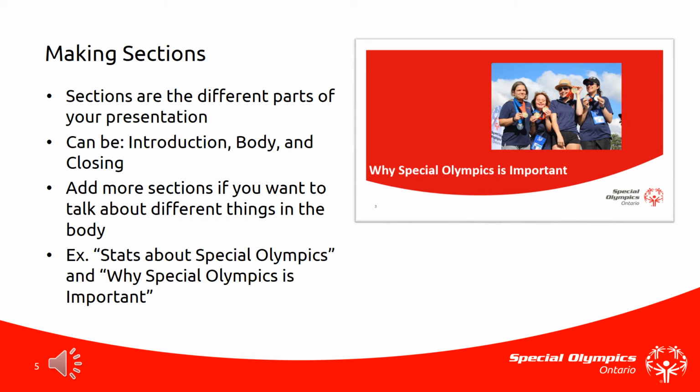Once you have your topic, the next step is to make sections. Sections are the different parts of your presentation. You can separate it into introduction, the body, and the closing. You can also add more sections to the body if you want to talk about a few different things in your presentation, like statistics about Special Olympics, or why I think Special Olympics is important. Each section can get its own header, just like in this presentation, there's a slide for each section: planning, making it engaging, and reviewing.